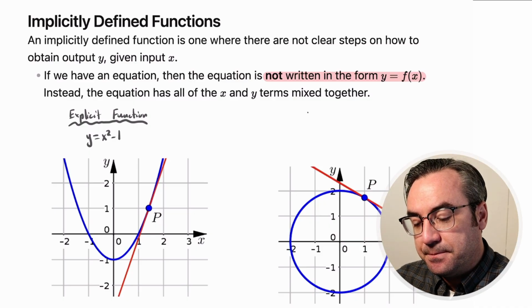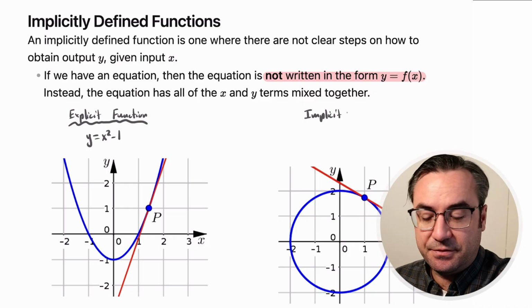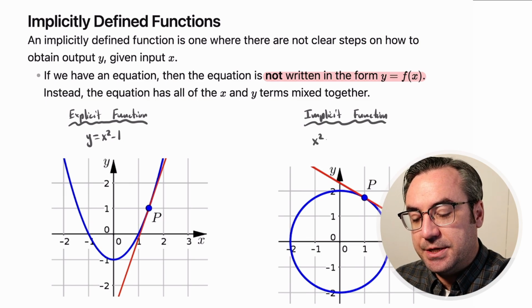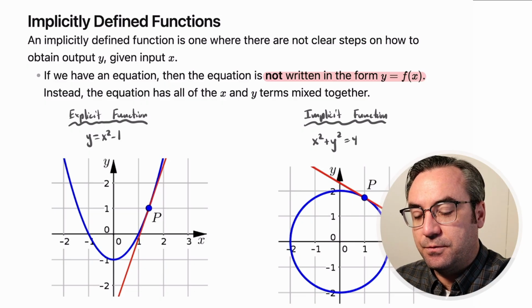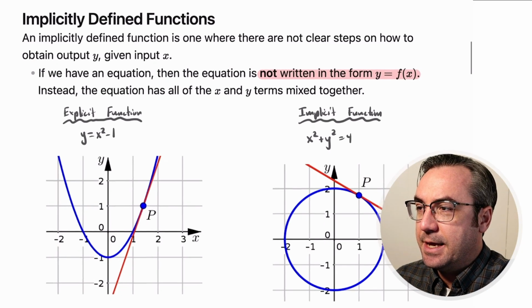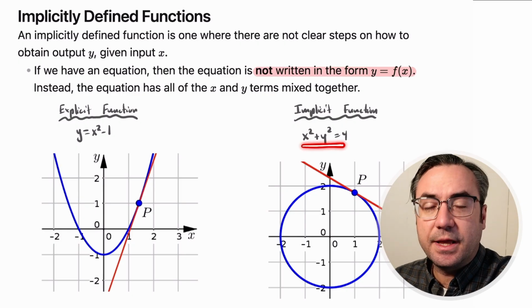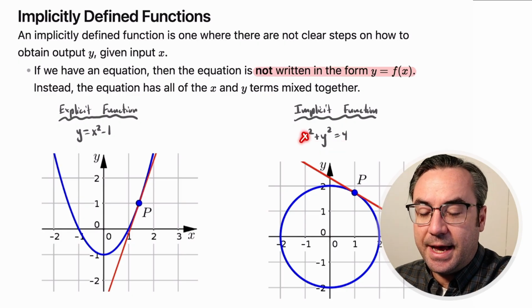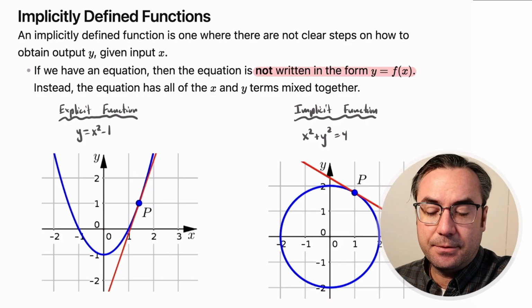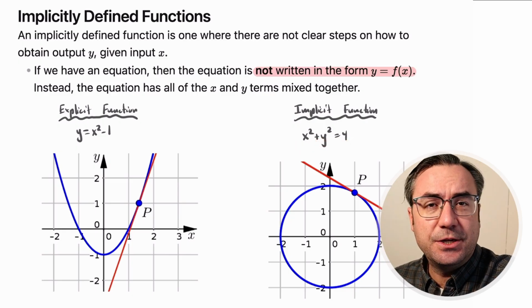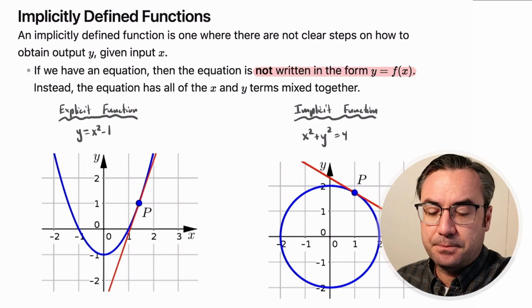Now, this other graph we can use to implicitly define a function. What's the equation for this graph? The equation is x squared plus y squared equals 4. There's not a clear set of steps that this formula lays out where, if I take input x, I can immediately get output y. I have to do more work to solve the equation and figure out what y is equal to.